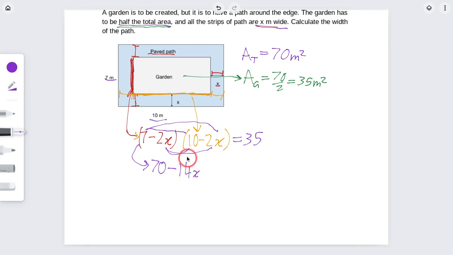So this is 17 minus 14x minus 20x, and this is going to be minus 2 times minus 2x, which is going to be 4. So this will be plus 4, and x times x will actually be x squared, and this whole thing is equal to 35. Now we'll take the 35 over here so that the entire thing will be equal to 0. So let's actually do that.